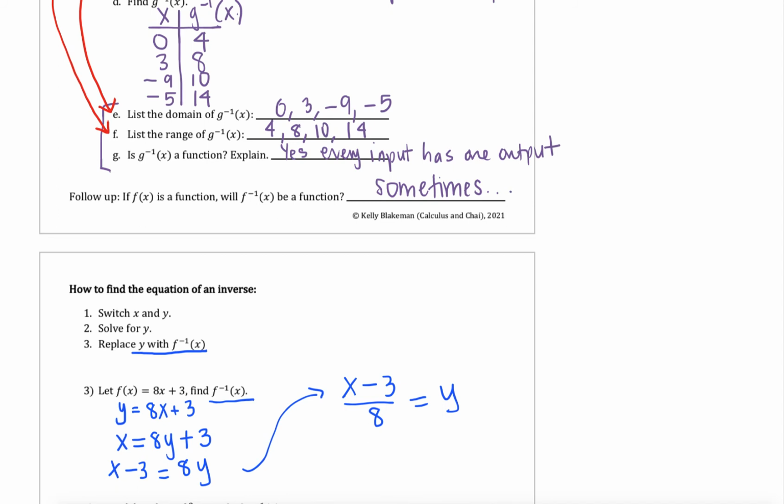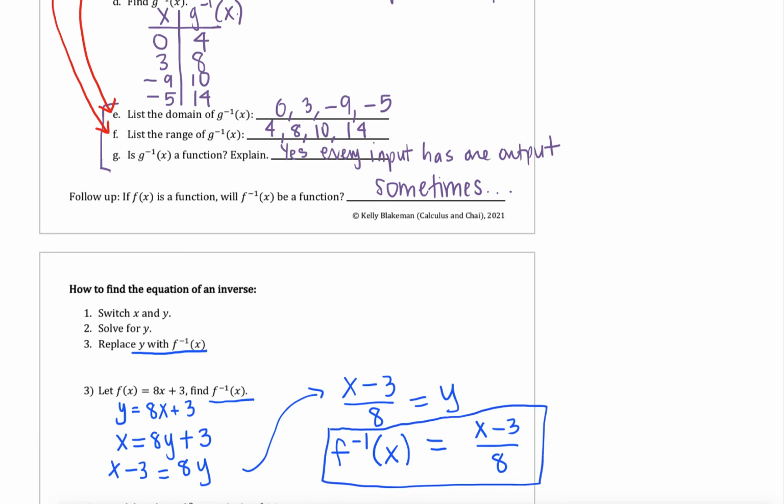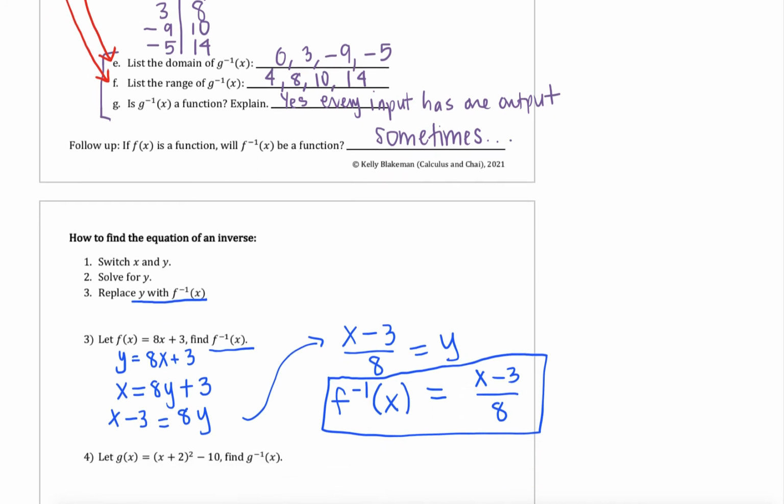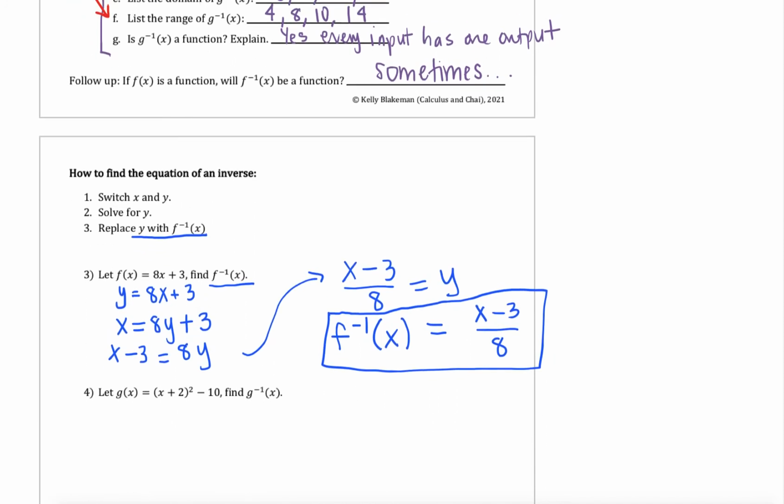And since we were asked to find f inverse, we want our final step to be replacing the y back with the function notation, which would be f inverse of x equals (x minus 3) over 8. And also when I replaced it, I did flip-flop it so the f inverse was on the left, but technically we could have (x minus 3) over 8 equals f inverse of x as well. Let's look at another example here.